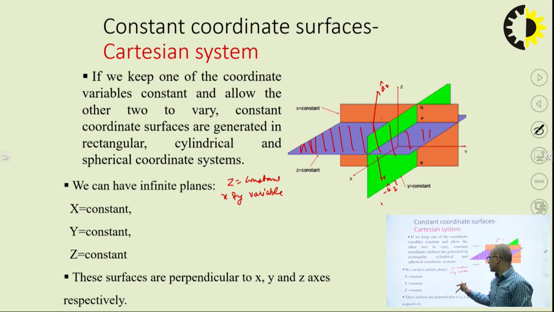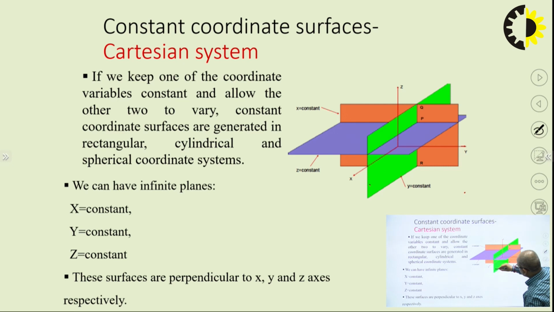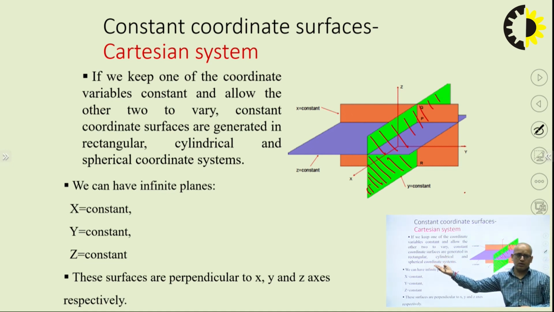Similarly, if y is constant and x and z are the variables, then this green color surface will be formed. If I say this one is the wall, then this side of the wall represents the plane surface area. Clear?